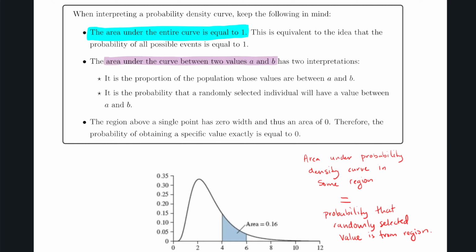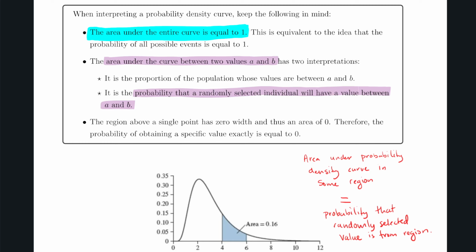So if we start with value A, we go to value B, the area under that curve then has two equivalent interpretations. The first is that the proportion of the population whose values are between A and B is equivalent to the area under the curve. And then said in a different way, but same meaning, we have the interpretation we're mostly going to work with, which is the probability that if you randomly select an individual or item from the group, it will have a value that lies between A and B.